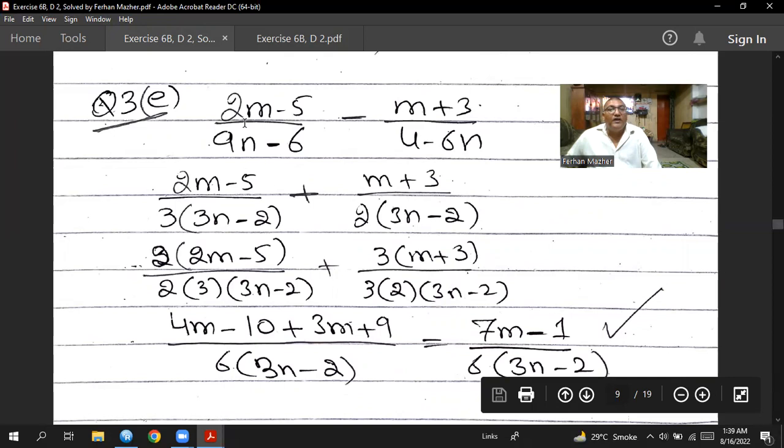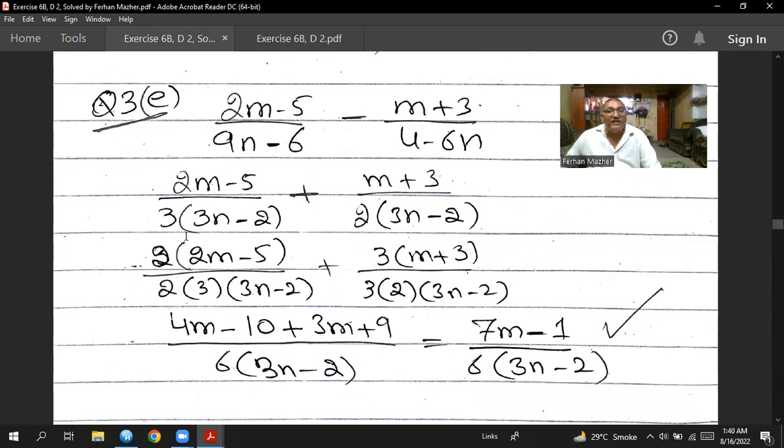Okay, so here 2m minus 5 upstairs. Downstairs, I will take the 3 common, so you will have 3 bracket 3n minus 2 bracket close, plus m plus 3. And because I have taken a negative out, this negative will become positive. I have taken 2 common, so in the bracket you will have 3n minus 2 bracket close.